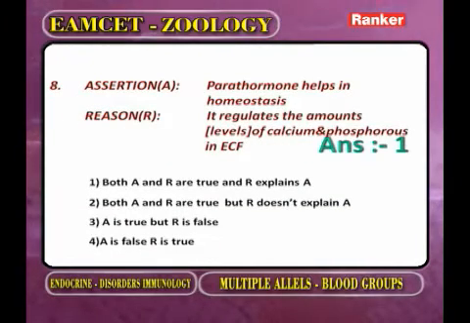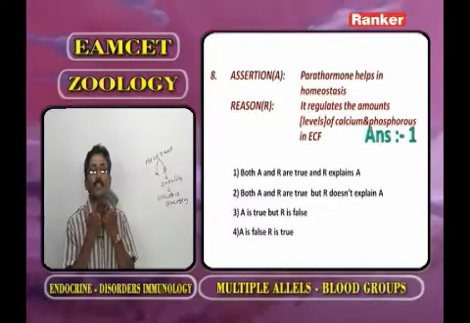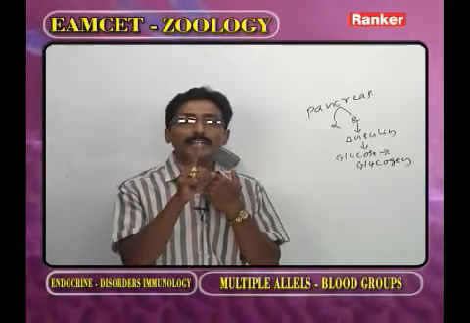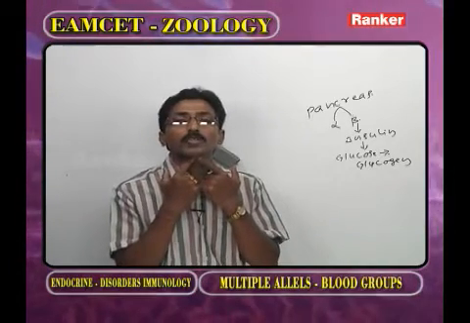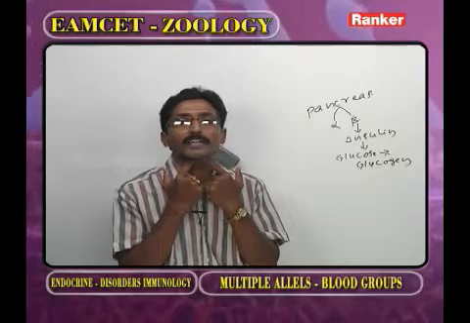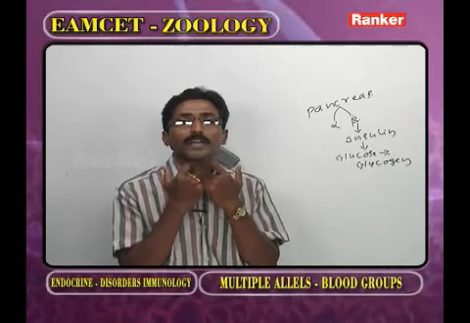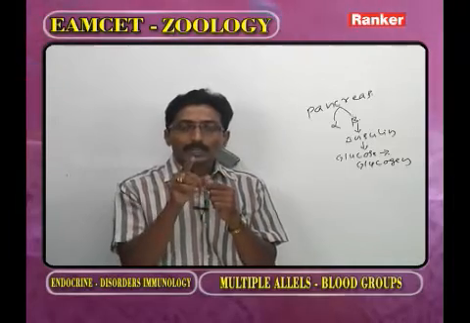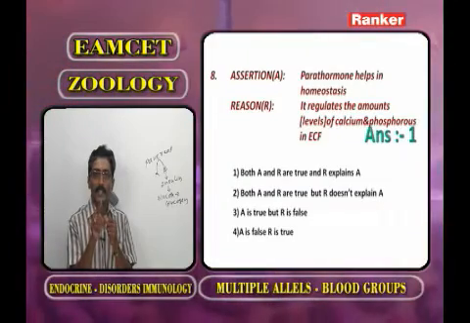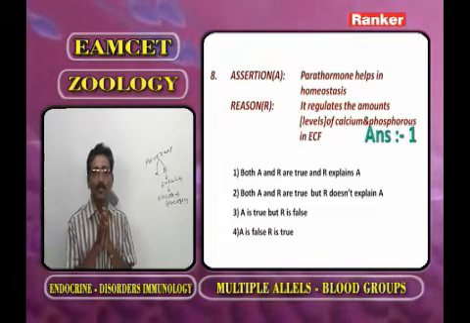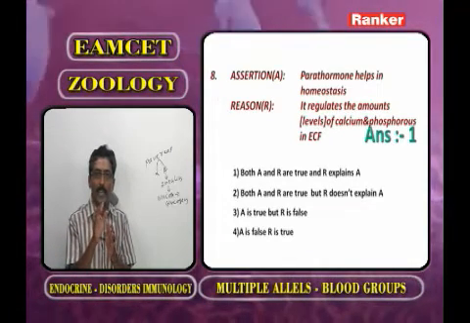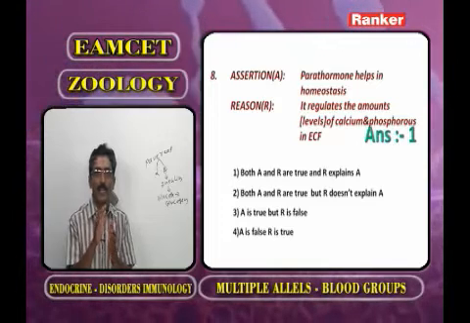Assertion: parathormone helps in homeostasis. Now, as we observe the neck region, the thyroid gland is present. How many thyroid glands are present? Only one. Around the thyroid gland, the parathyroid glands are present. Number of parathyroid glands: 2 pairs, that means 4. Now, the parathyroid glands secrete a hormone called parathormone. The parathormone maintains the calcium and phosphorus levels of the blood plasma.